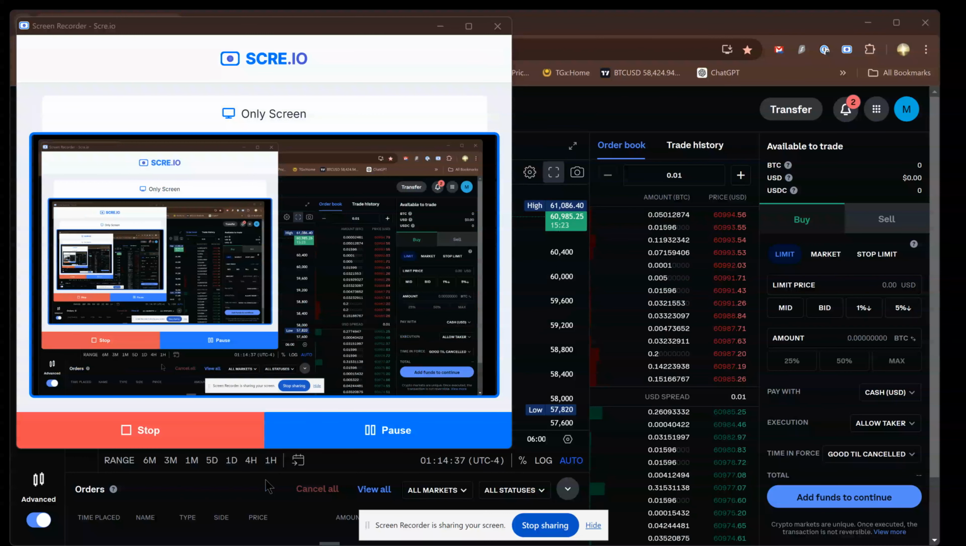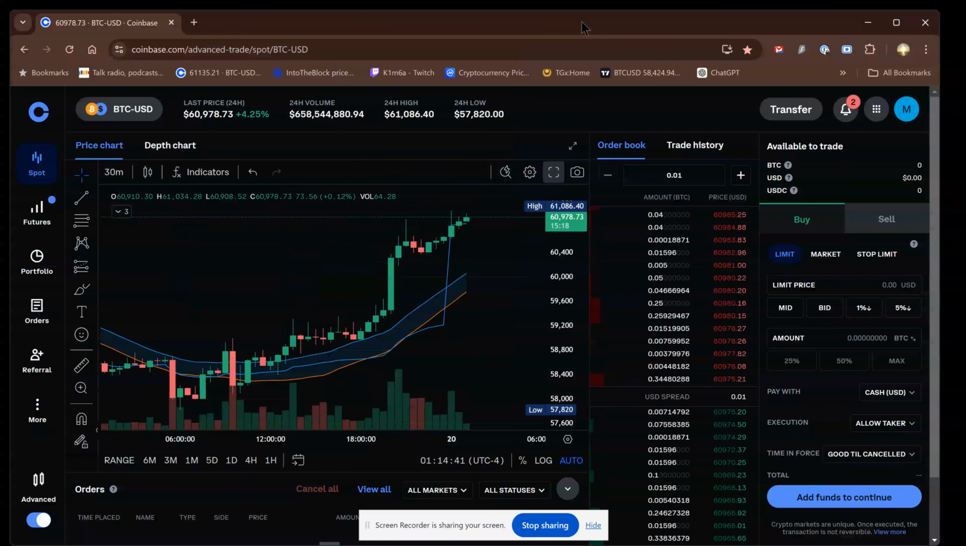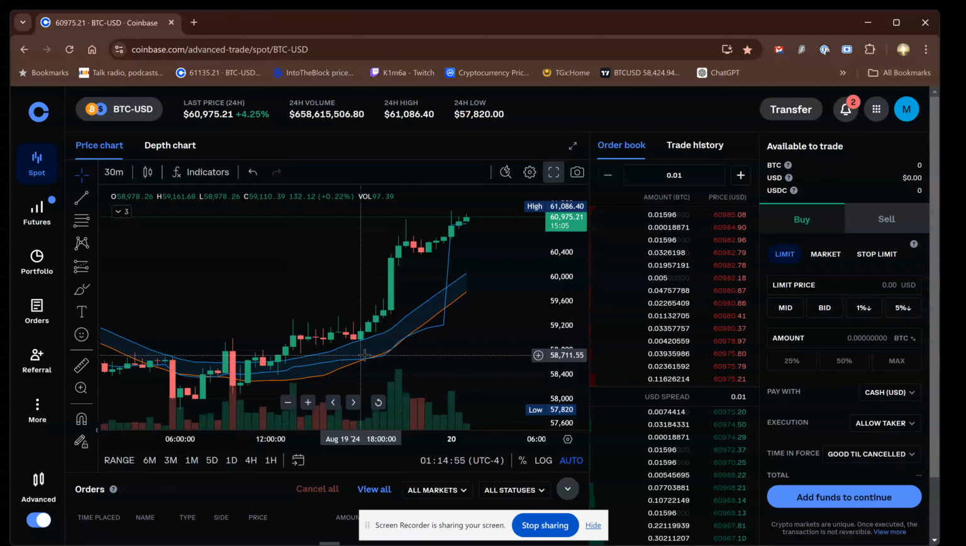Okay, I just want to show what my system would have caught here. This is just a basic moving average system on a trending day, a little bit of a trending upside. I'm going to make the screen big.